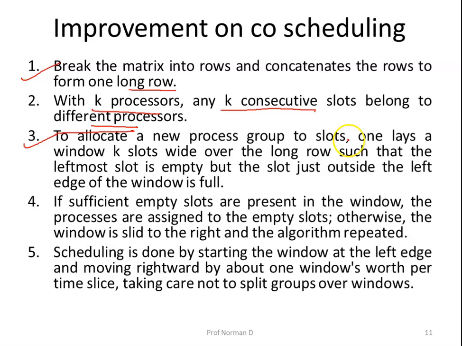To do this, we place a window of k slots wide over the long row such that the leftmost slot is always empty, but the slot which is just outside the left edge of the window is full. If sufficient empty slots are present in the window, the processes are assigned to the empty slots. Otherwise, the window is slid to the right and the algorithm is repeated. So in this case, scheduling is done by starting the window at the left edge and moving rightwards by about one window's worth per time slice, taking care not to split the groups over the window.